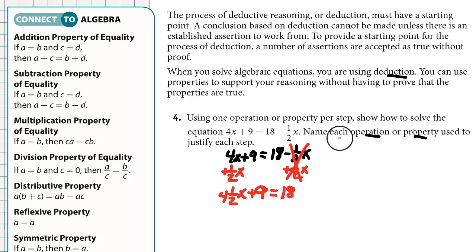This question asked us to name the operation or property we used as justification for each step. When solving this problem, we said, hey, let's add 1/2 x to both sides of the equation. Why is that okay to do? Looking over on the left side of the screen, that's the addition property of equality, which says that if you add the same thing to both sides of an equation, that doesn't change the value of the equation. So if we're going to provide a justification for creating this new equation, our justification is called the addition property of equality.